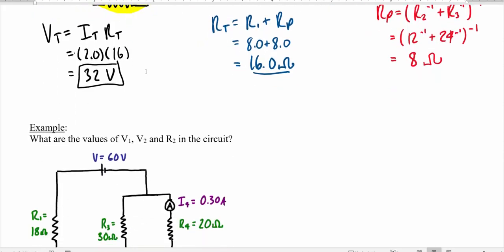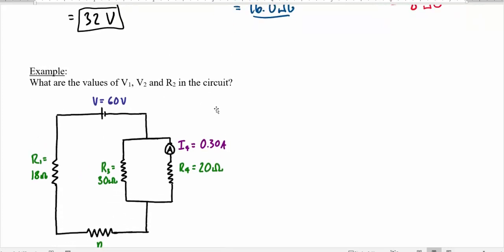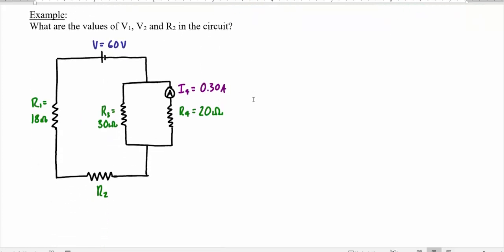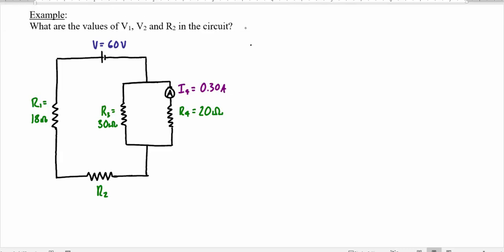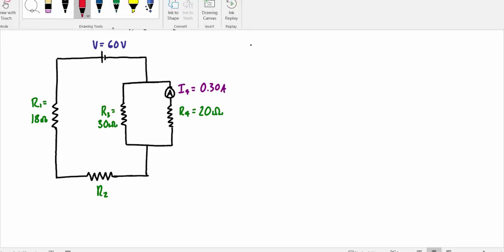Okay, we're going to do one last example here. We'll see how this goes. All right, so we've got another circuit here, and you can see this is starting to get a little more complex. There's more components. There's 4 resistors. There's different things that I know here. I'm looking for several things. So I'm looking for V1, V2, R2 in this circuit. So I'm just going to kind of draw those in so I make sure I know what I'm looking for.